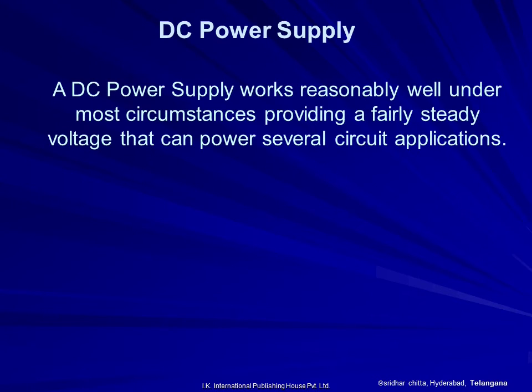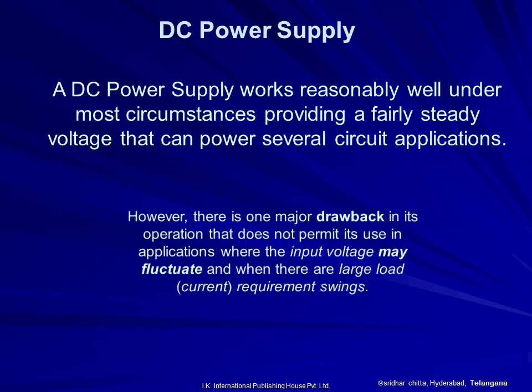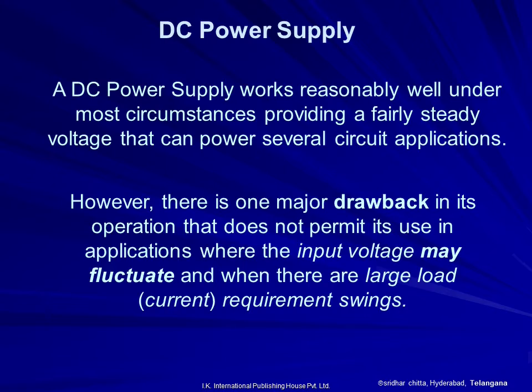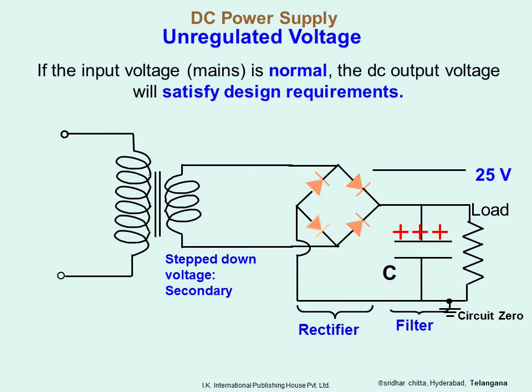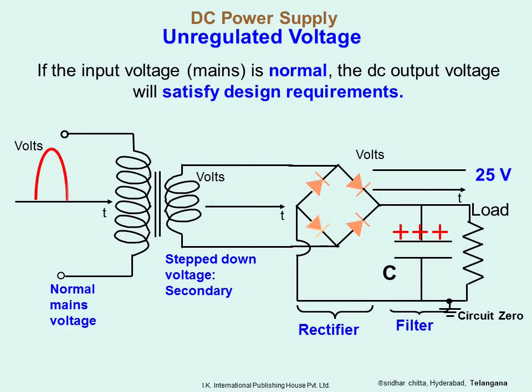A DC power supply works reasonably well under most circumstances, providing a fairly steady voltage that can power several circuit applications. However, there is one major drawback in its operation that does not permit its use in applications where the input voltage may fluctuate and when there are large load current requirement swings. If the input voltage mains is normal, the DC output voltage will satisfy design requirements.